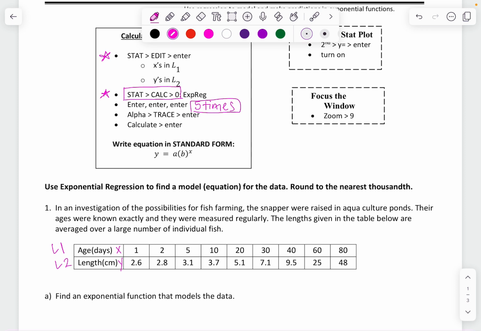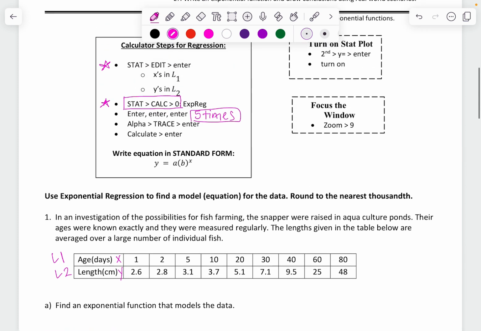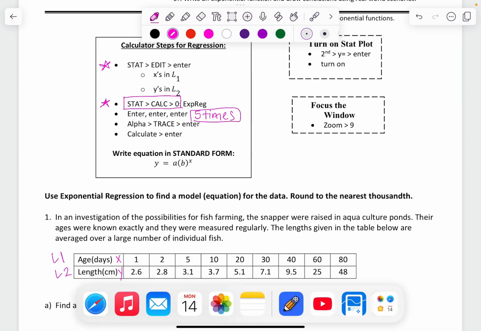So we're going to have to start by doing stat, edit, enter. Okay, stat, edit, enter. We're going to type in our L1s and L2s. Then we'll follow with stat, calc, 0. Okay, so those are the steps of doing my work. So let's go to our calculator.